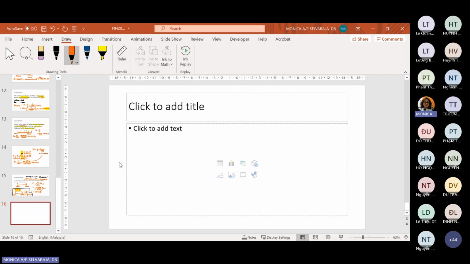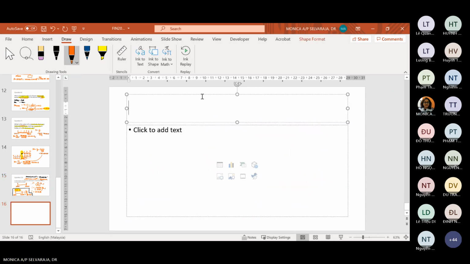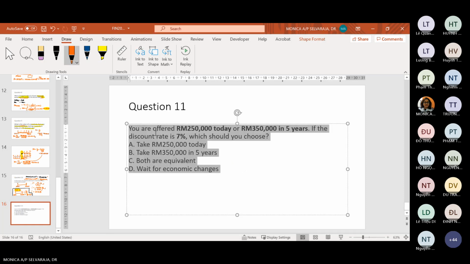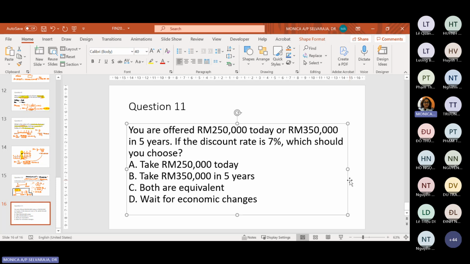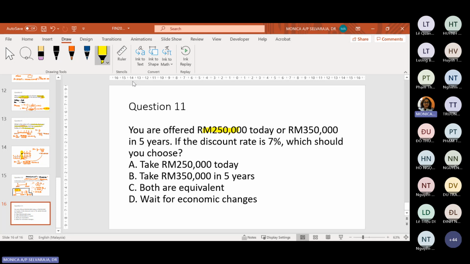So, okay, next is question number 11. You are offered 250,000 today or 350,000 in 5 years. If your discount rate is 7%, which one should you choose? Take 250 today, take 350 in 5 years, both are equivalent, or wait for the economic index. Which will be the best answer?